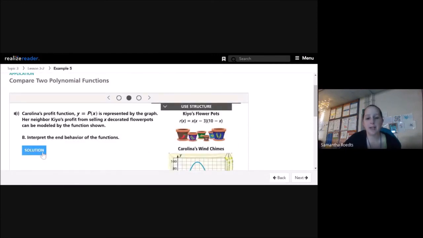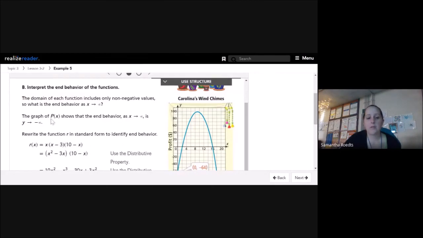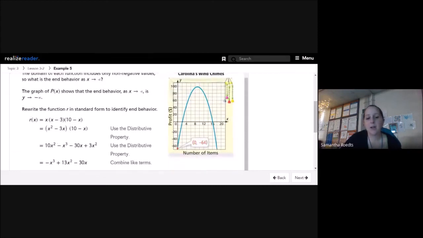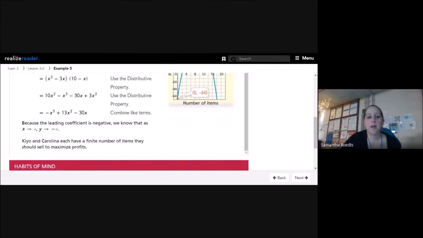So I can also interpret the end behaviors of the functions. The domain for each function includes only non-negative values. So what is the end behavior as x approaches infinity? The graph of P(x) shows that as x approaches infinity, y approaches negative infinity. So as x gets bigger, y is getting smaller. I can rewrite the function R in standard form to identify end behavior. So x times (x minus 3) times (10 minus x) gives me negative x cubed plus 13x squared minus 30x. Because the leading coefficient is negative, we know that as x approaches infinity, y also approaches negative infinity.